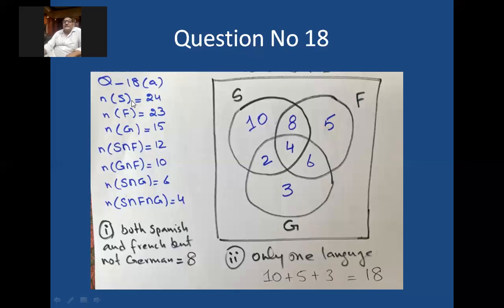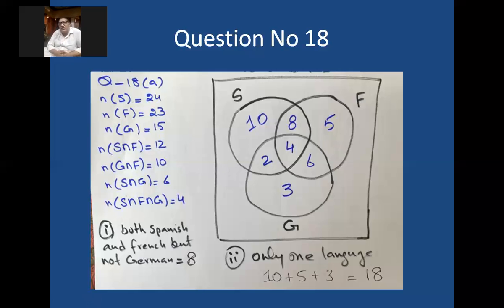Okay, so in S, there are 24 members. 8, 4, and 2 are already there. So I will subtract 8, 4, and 2 from 24, and I will get 10. So here I will write 10. So this is how you will fill this Venn diagram.